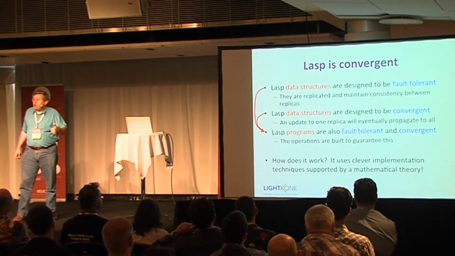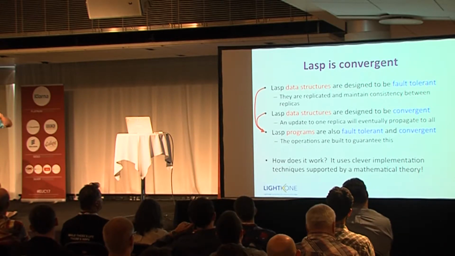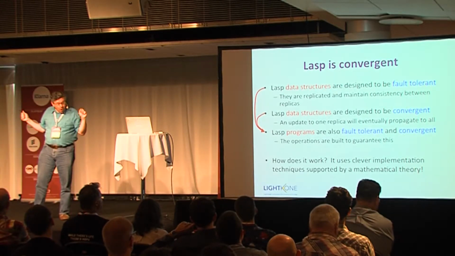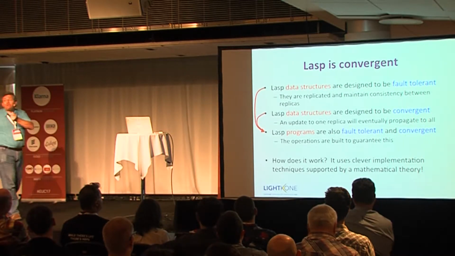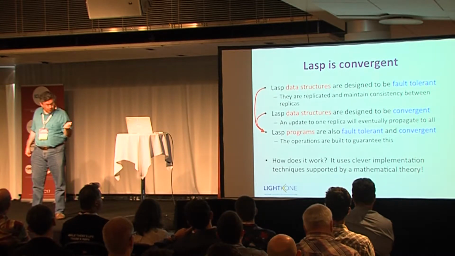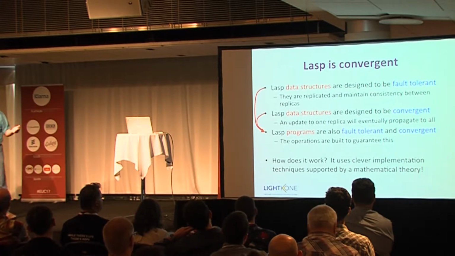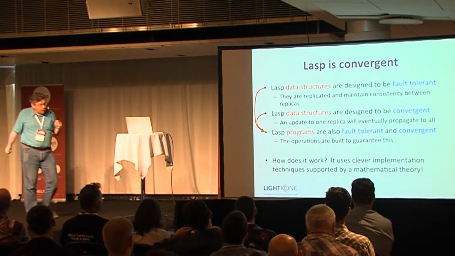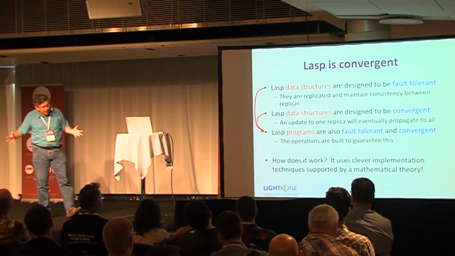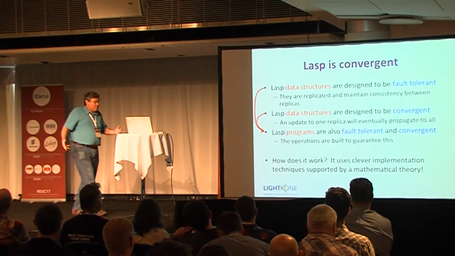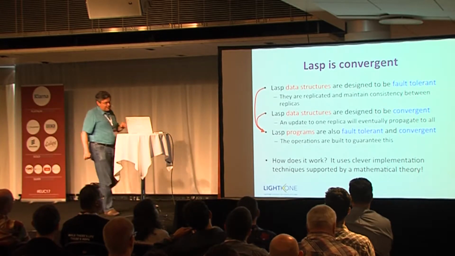So the data structures are fault tolerant. Okay, they're replicated. So this is transparent. In the program you just saw, they're replicated and consistent. But they're also convergent, which means that they have all the good failure properties that I mentioned before. And the new thing we add in the research project is that the programs, the LASP programs, are also fault tolerant and convergent. Not just the single data structure, but the whole program has this property. So it seems very simple, but actually there's a lot of clever things going on under the hood.